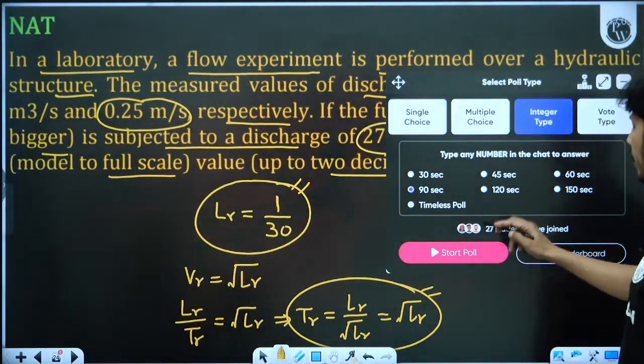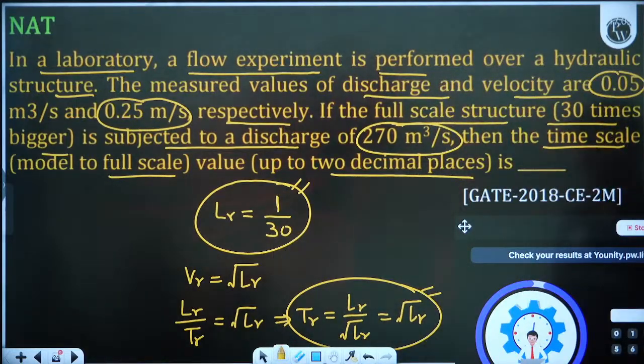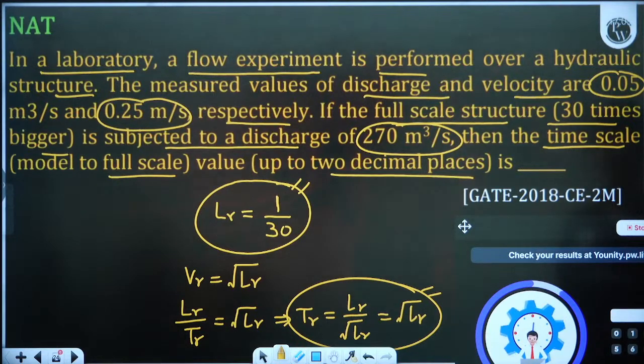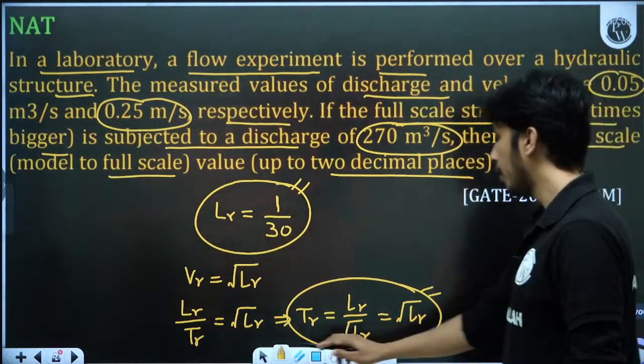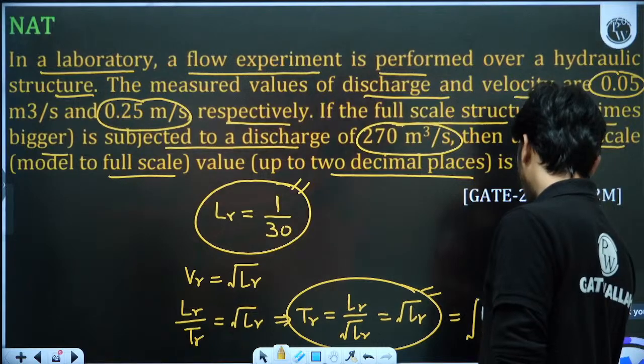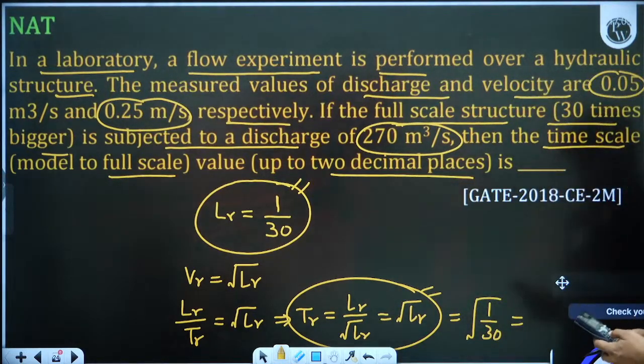So I am again giving you an integer type poll. 90 seconds, give me the answer. They are asking only the time scale, TR. So TR will be root LR, that is, under root 1 upon 30. They are only asking the time scale, the TR value only.